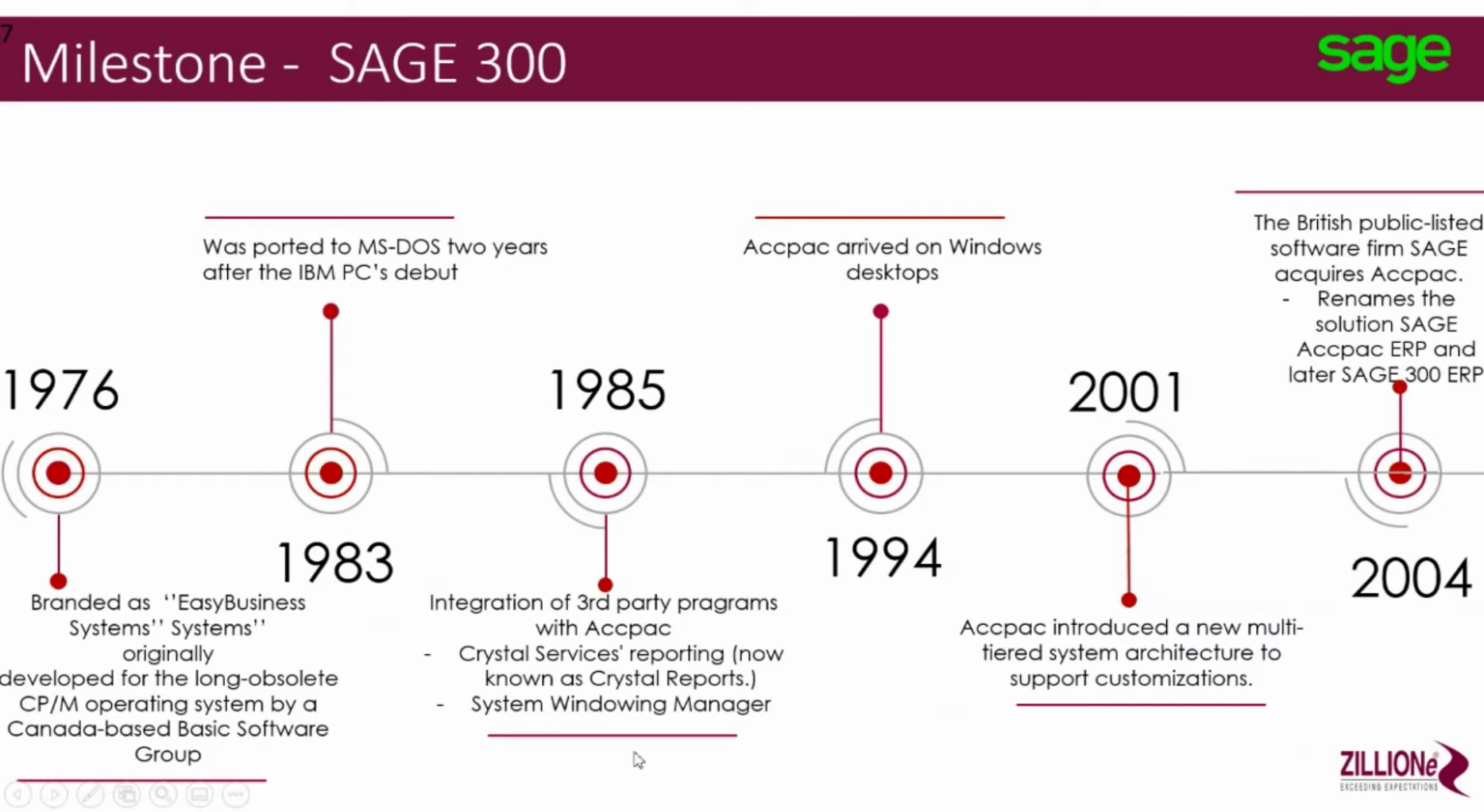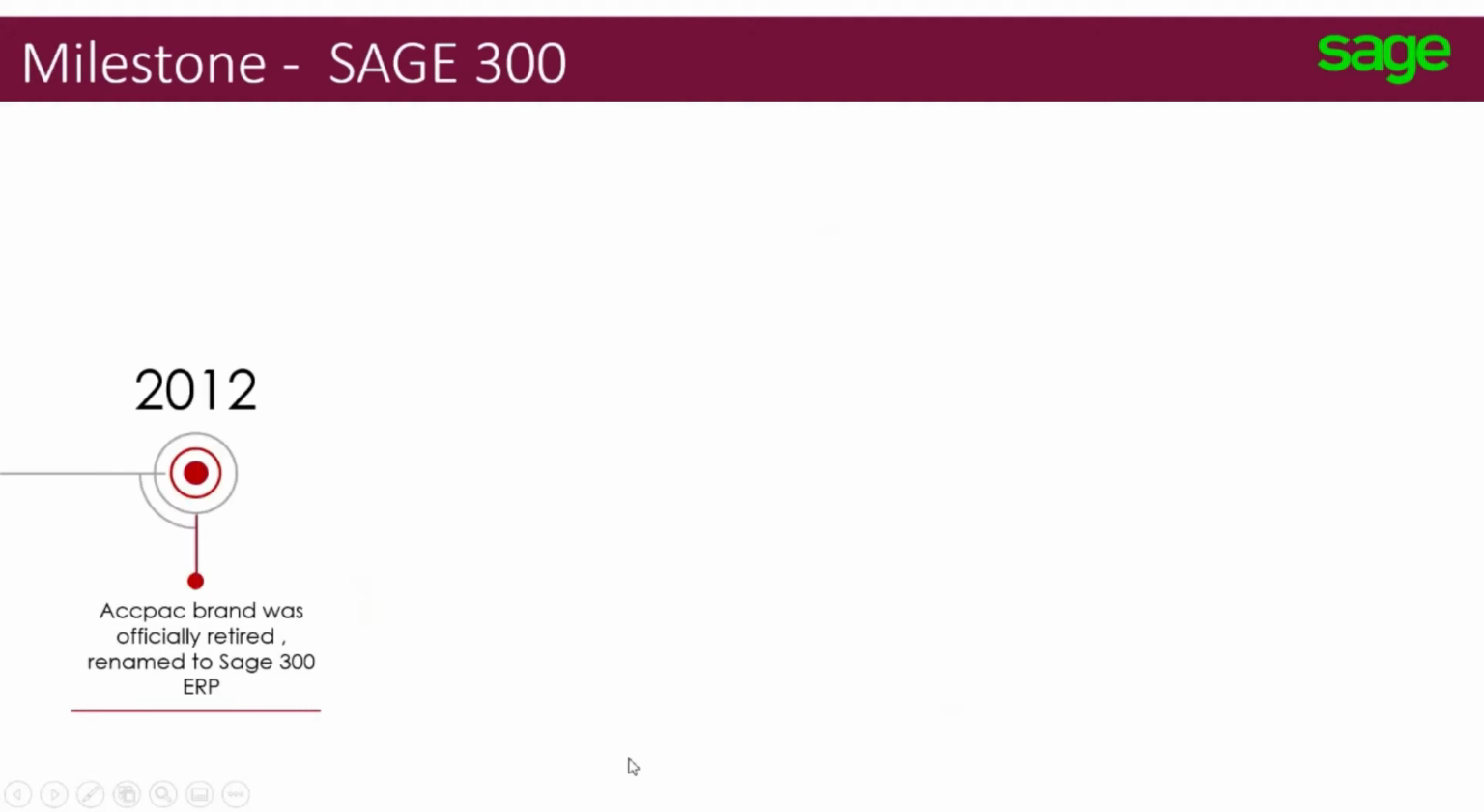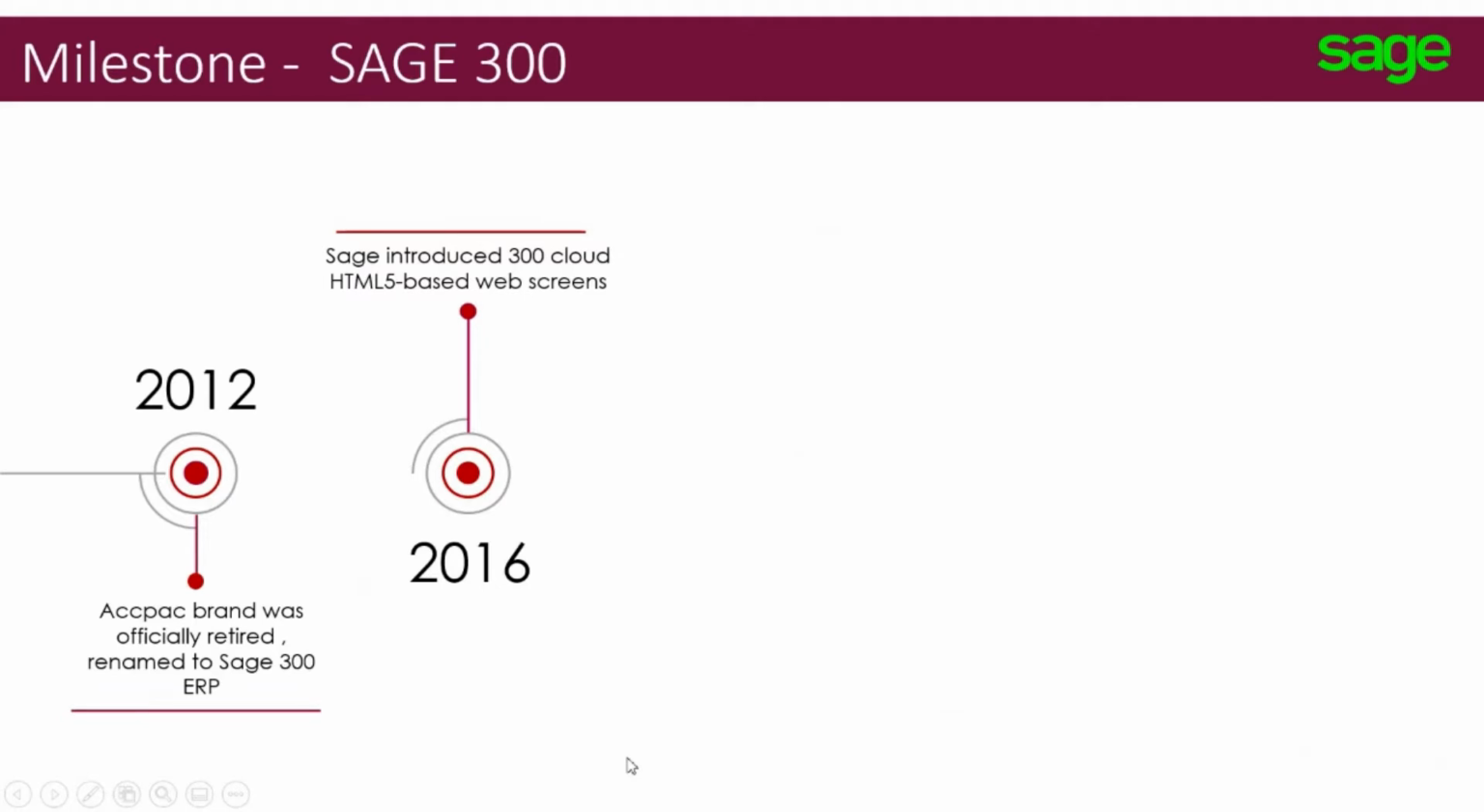And then in 2004, the British public listed software firm called Sage acquired ACCPAC. So I think most of you would be familiar with Sage known as Sage ACCPAC, or some of you would even have used ACCPAC during the initiation of the product. But now it has been renamed. So let's move on. In 2012, the brand was officially retired from ACCPAC and named Sage 300. Since then, the product has grown immensely.